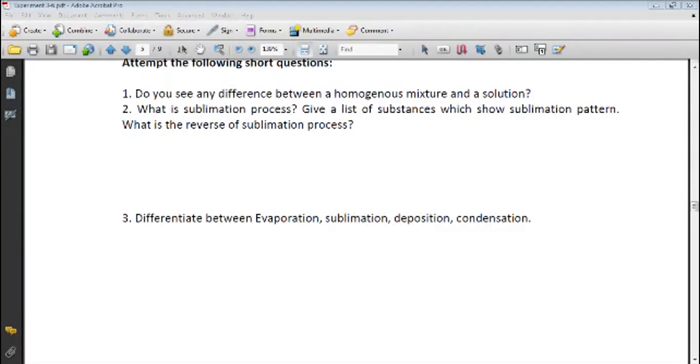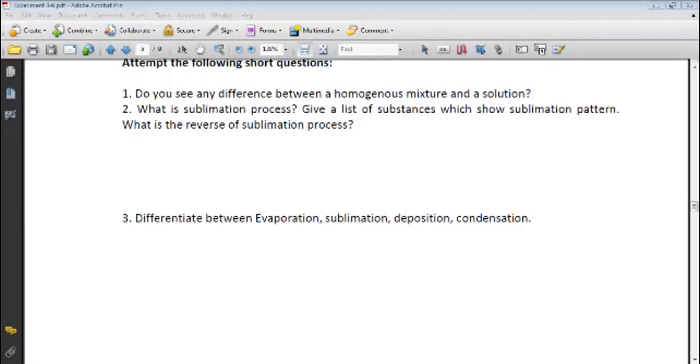So the next question is: what is the sublimation process? Give the list of substances which show the sublimation pattern. What is the reverse of the sublimation process? Now I'm going to call another student, Mahvesh Arif. Yes, sir. So, what is the sublimation process? Shabash.